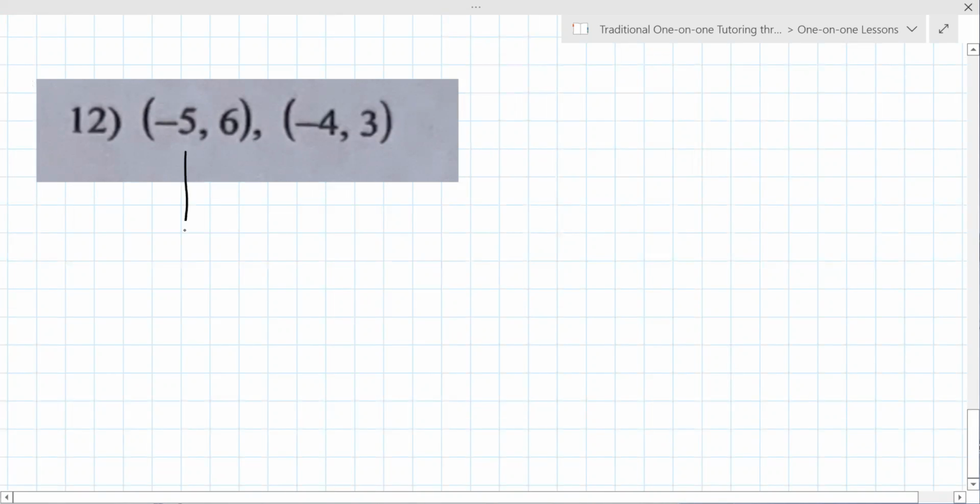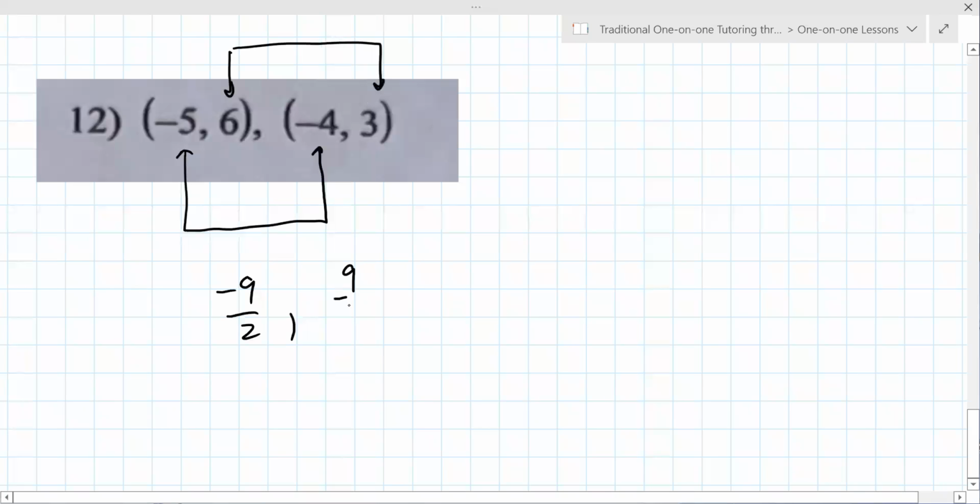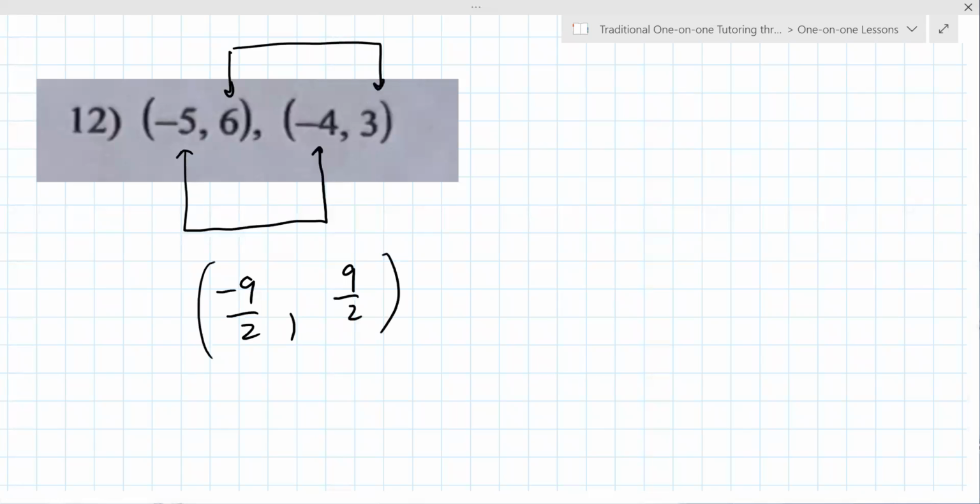All right, so we're going to find the midpoint. So you've got to add the x values. -9/2. Okay, very good. And then you add the y values. 9/2. Very good. All right, let's get number 11 done.